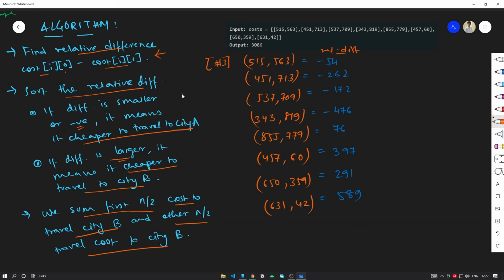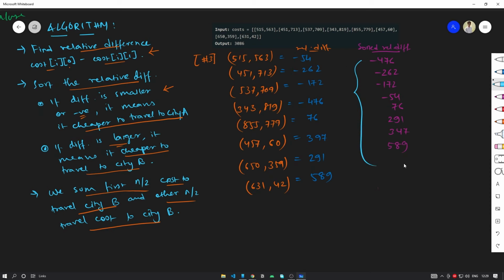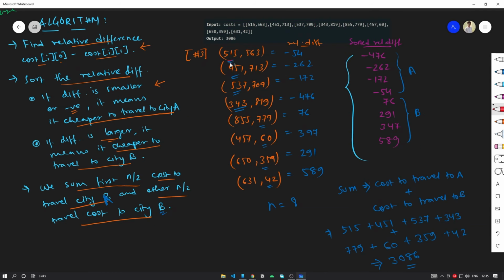Now as per our algorithm, our second step is to sort the relative differences in ascending order. So let's do that. And this is our sorted relative difference. As our n is equal to 8, from our algorithm we see that the first n by 2 people must travel to city A and the next n by 2 people must travel to city B. As a result, these 4 people must travel to city A and the next 4 must travel to city B. So we would sum these values and our sum would come to something like 3086, which is actually our correct answer. So we can say that our algorithm is absolutely correct.